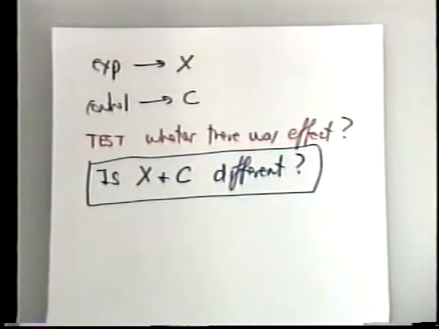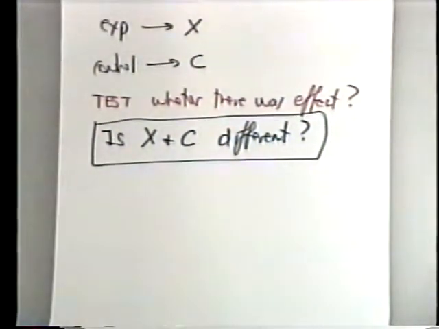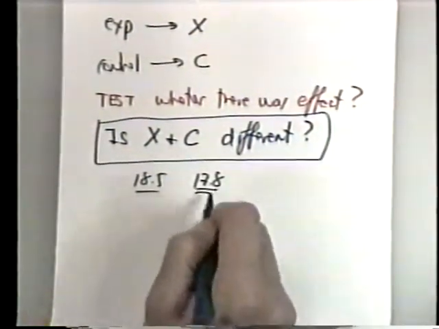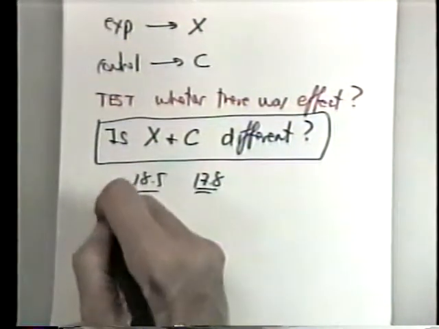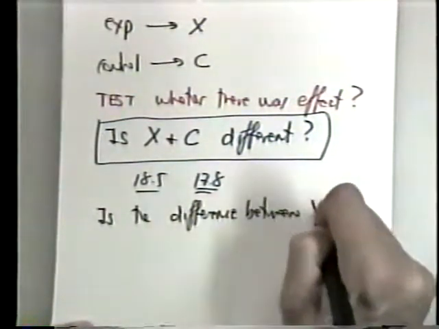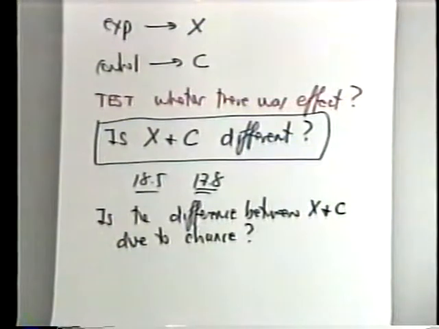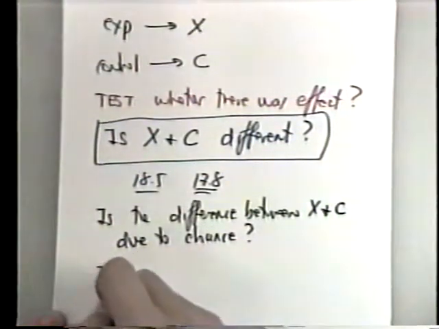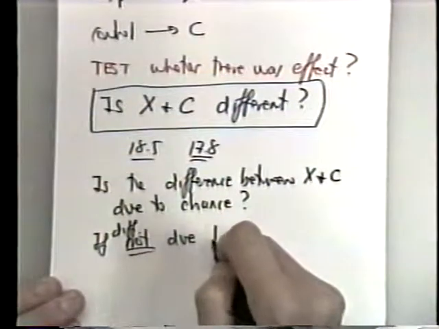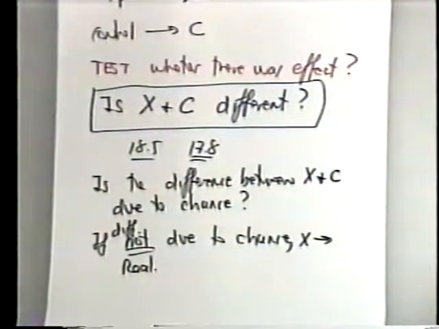That is, we know that when we do an experiment, sometimes we can get numbers just because of these random errors that are a little bit different. And so if sometimes we measure 18.5 and the other time we measure 17.8, is this really the same or not? That is, what we really want to ask is, is the difference between x and c due to chance? And if this difference is not due to chance, then whatever happened in the experiment means it's real, that there's a real change from the control. Okay.